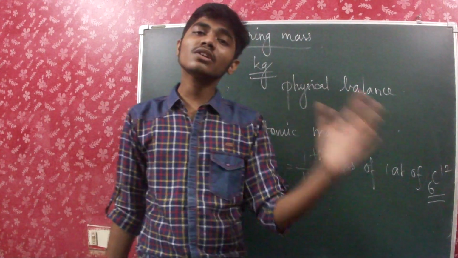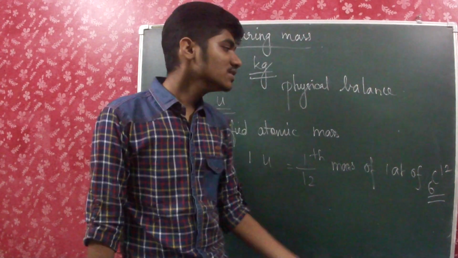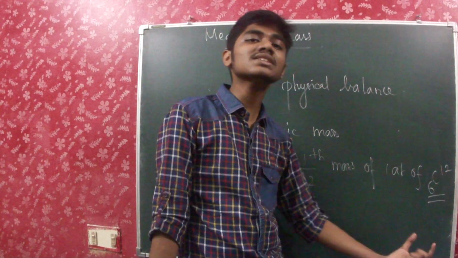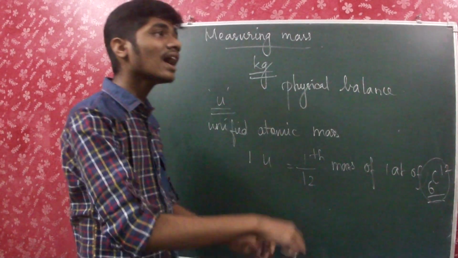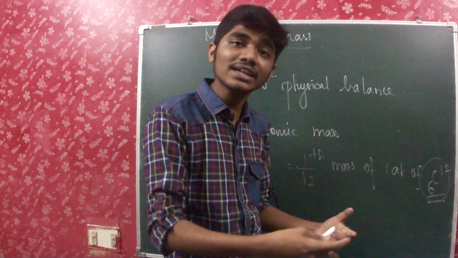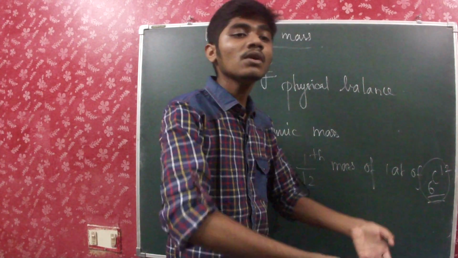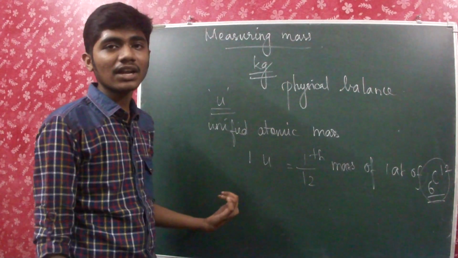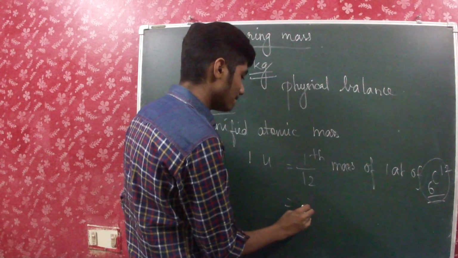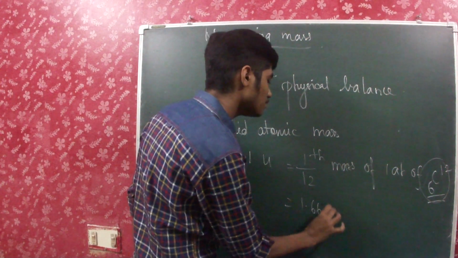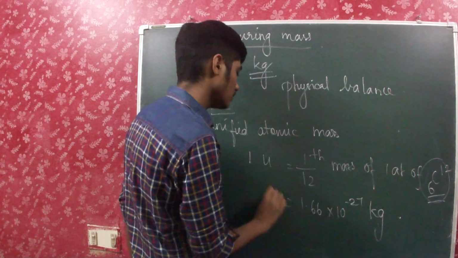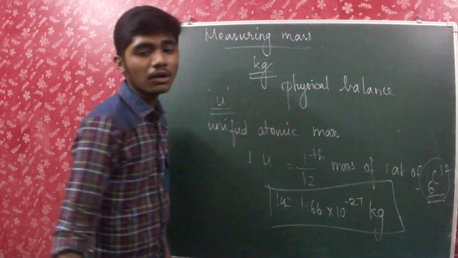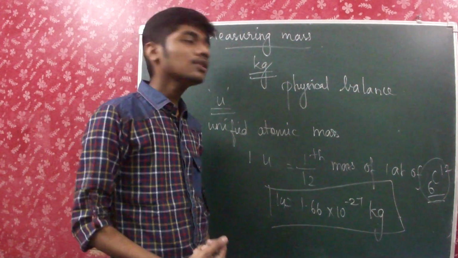There are a lot of isotopes of carbon which are available. So one among those isotopes is carbon-12 isotope. If you divide one atom's mass of carbon-12 by 12, you will get the value of U. The value is 1.66 × 10^-27 kilograms. 1 U is 1.66 × 10^-27 kilograms.